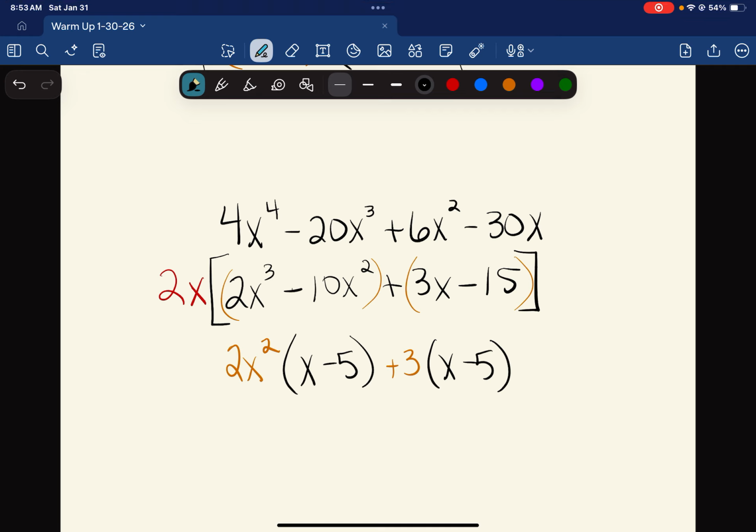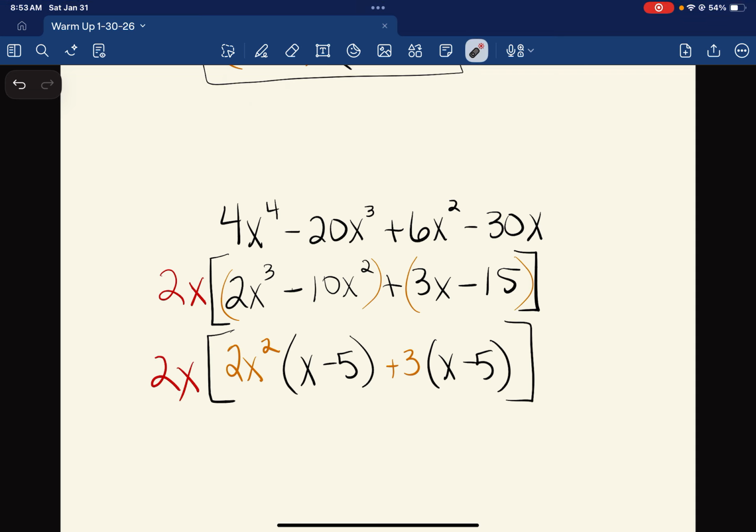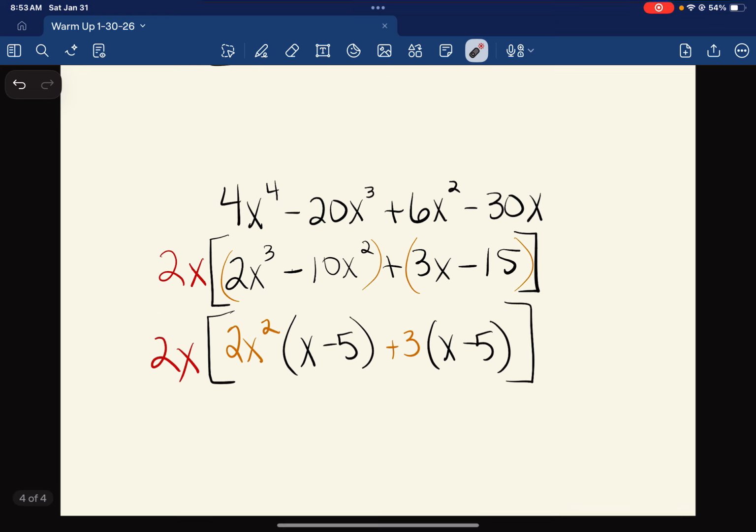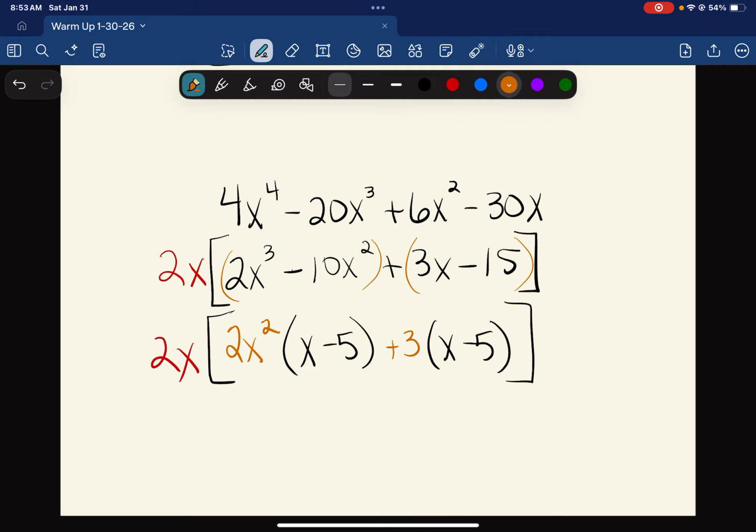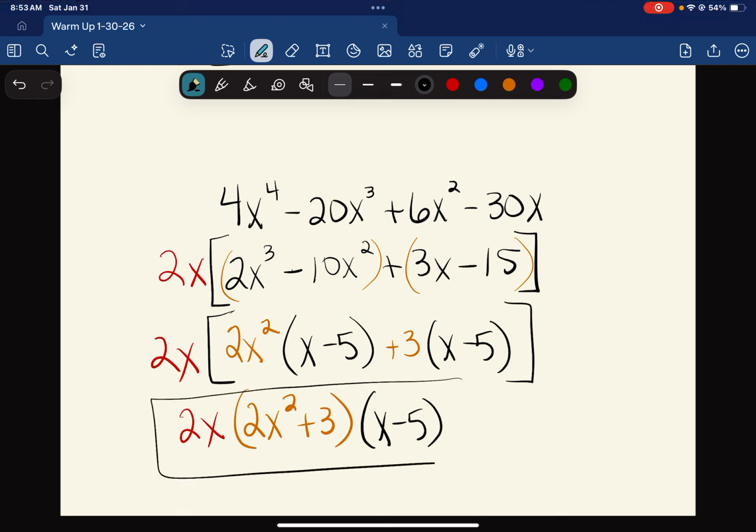And then, of course, you always need to make sure you bring down your greatest common factor from the beginning that we've already factored out. It's like slicing an entire pizza into pieces. This 2x, it still exists. We're just bringing it down every single time. We're chopping up our polynomial. All right, so now we've got this entire expression. I can rewrite this as 2x squared plus 3 in its own set of parentheses because they're both being multiplied by x minus 5. And then, of course, we bring down our 2x at the end. And that is how we factored that polynomial by grouping.